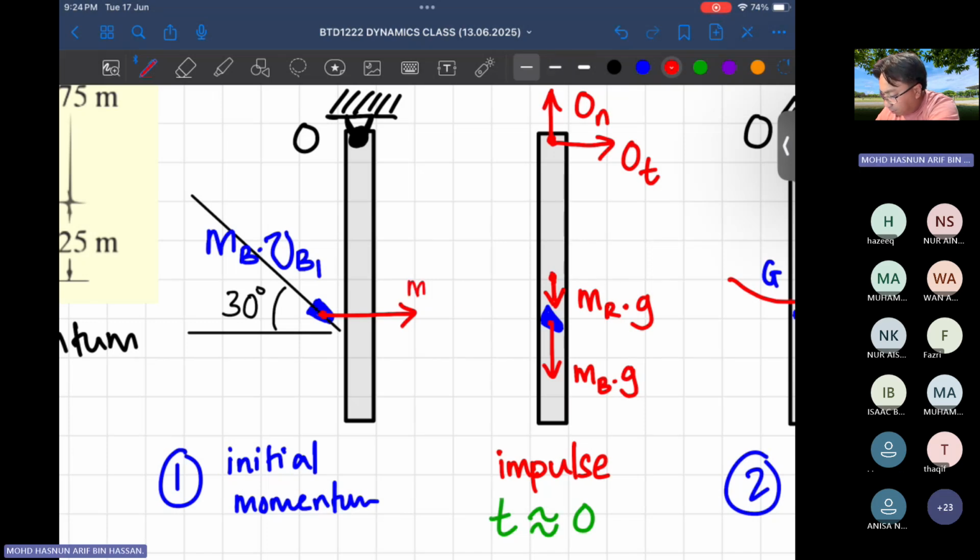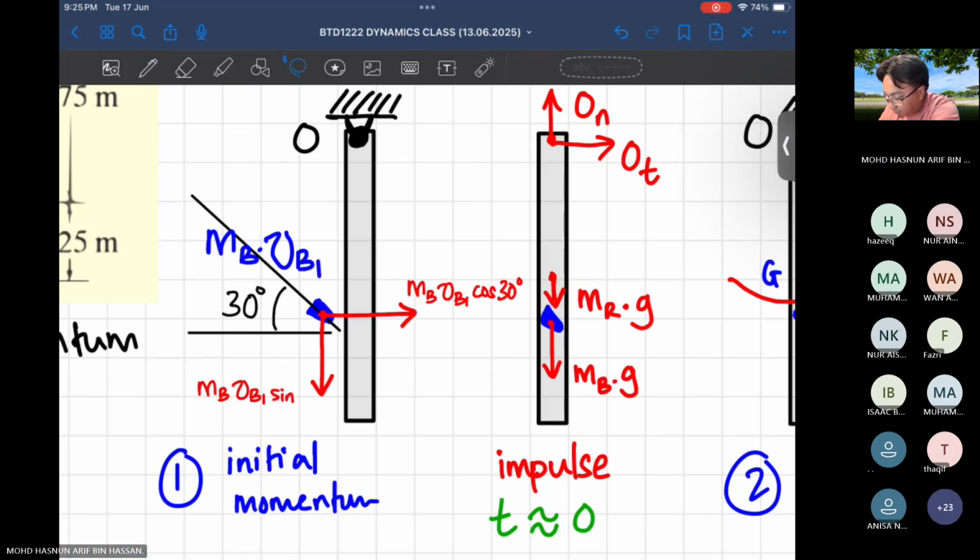This will be MB VB1 cos 30 degrees. Okay, and then we also have for the normal axis. Now this one is MB VB1 sine 30 degrees. Okay, so basically we need to resolve this.